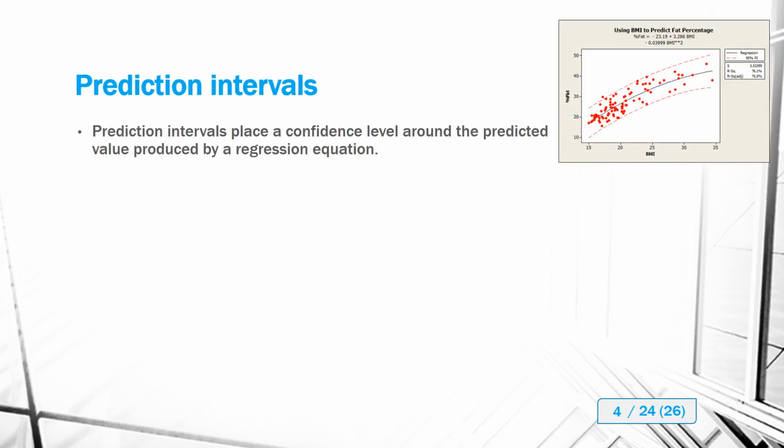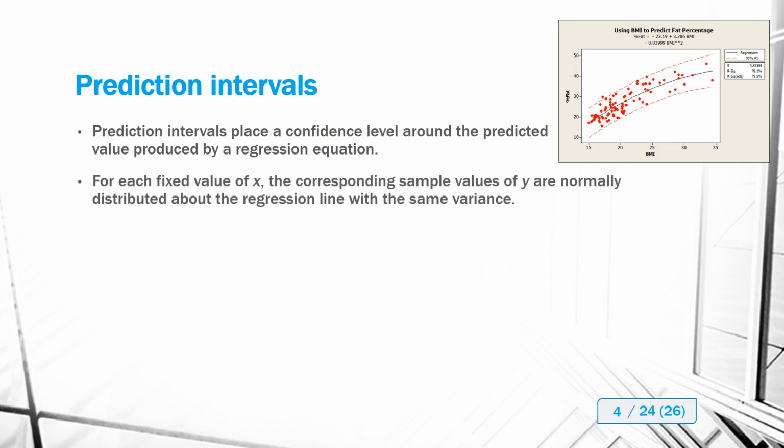Prediction intervals simply place a confidence level around a predicted value that we produce with the regression equation. So for each fixed value of x, corresponding sample values of y are normally distributed about the regression line with the same variance.